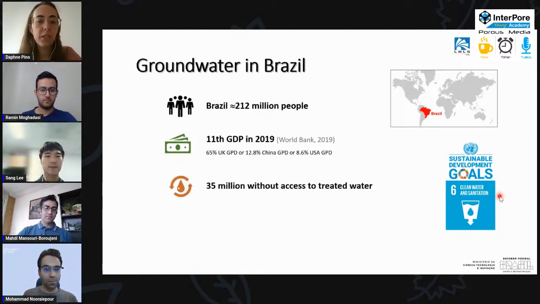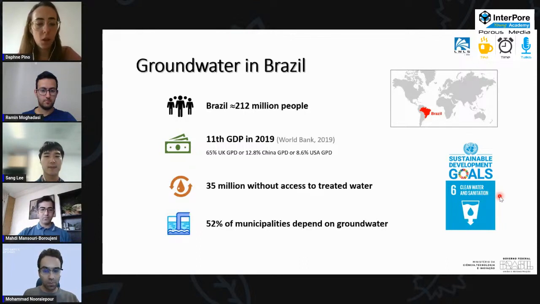However, 35 million people in the country do not have access to treated water. And when we look at all municipalities in the country, 52% of them depend on groundwater for water supply, either entirely dependent on groundwater or partially dependent, which means they use both groundwater and surface water. So this is clearly a very important resource.